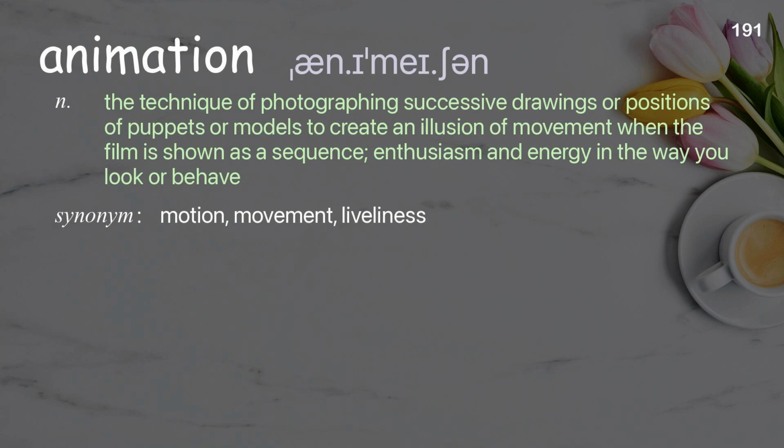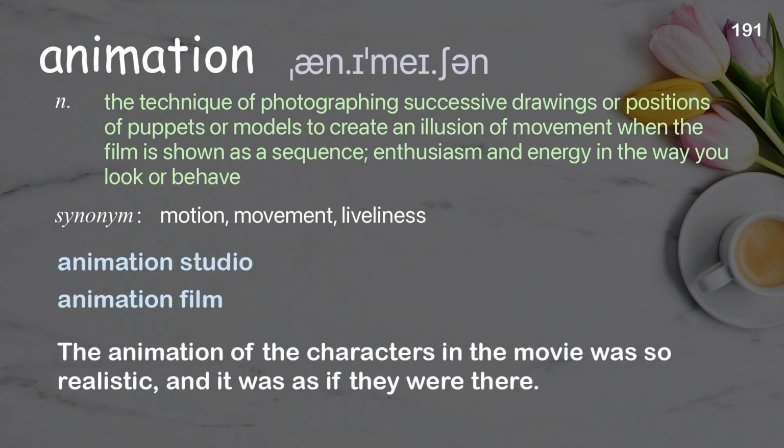Animation. The technique of photographing successive drawings or positions of puppets or models to create an illusion of movement when the film is shown as a sequence. Enthusiasm and energy in the way you look or behave. Examples: animation studio, animation film. The animation of the characters in the movie was so realistic, and it was as if they were there.